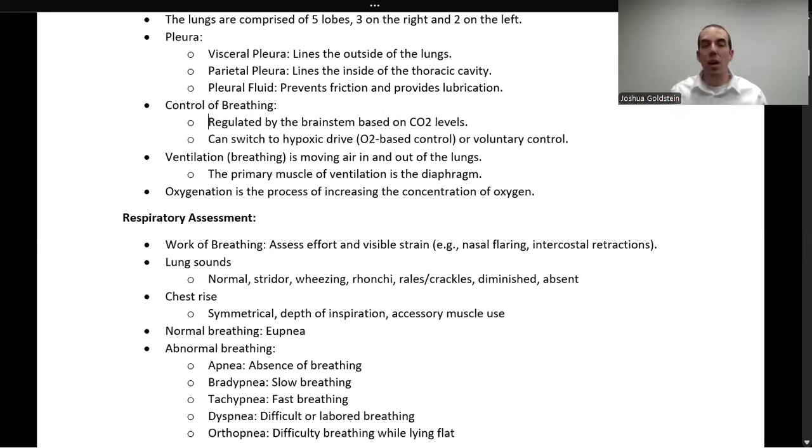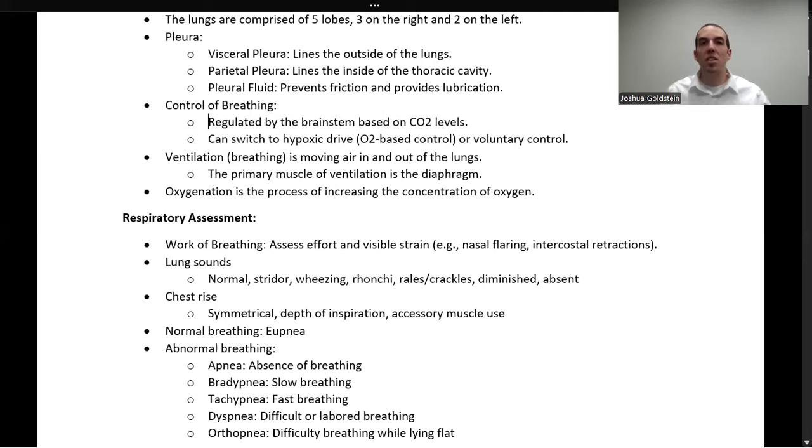First, we start with work of breathing. All of us are breathing right now, and that should be a benign process. It should be something that we don't even think about, we don't recognize is even happening. However, when we notice someone's actually working on breathing, immediately we should recognize that's a problem. When we're assessing the WOB, the work of breathing, that's where we assess the effort that they're putting into it.